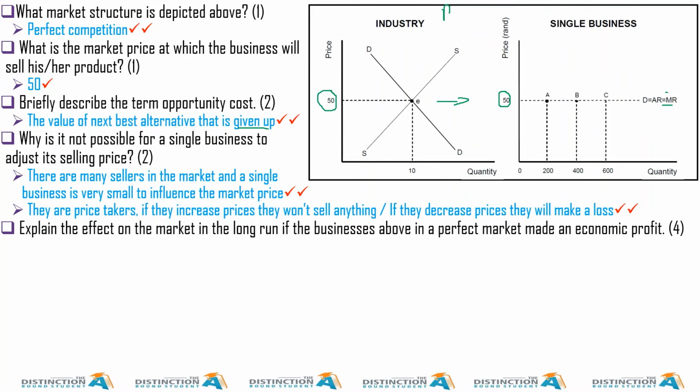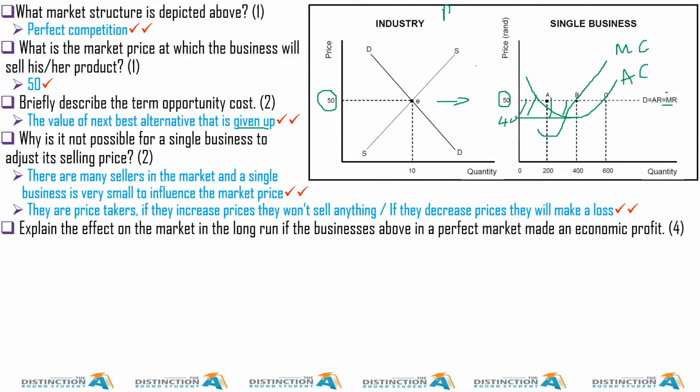Explain the effect on the market in the long run if the business above in a perfect market made economic profit. What they are saying is, our marginal cost will probably be there, MC. So they are talking about this kind of situation here, AC. It's the same thing that we have been talking about. So this is our economic profit. Let's say the price is 50 and the cost is 40. So the firm is making 10 rand per unit.